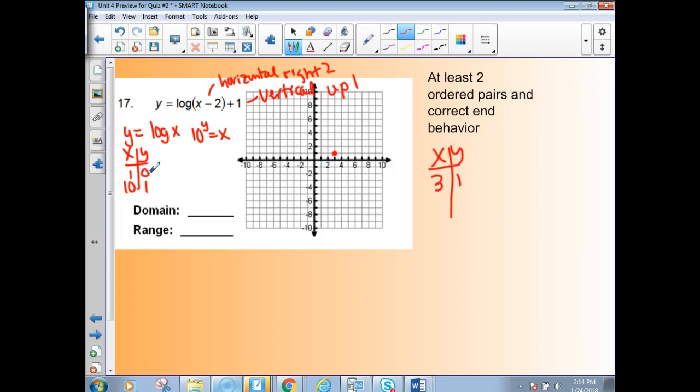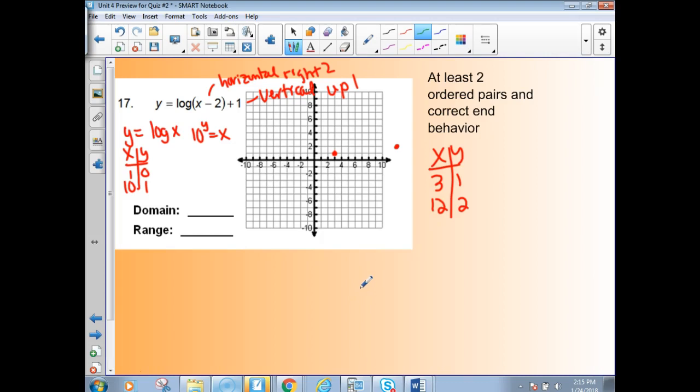Okay, right 2 up 1. You can add 2 to the x value. You can add 1 to the y value. So this would be 12, 2, the next one. And I'd have to estimate where that is because we don't have it on the picture. Okay, what else do you think was critical to put in here?